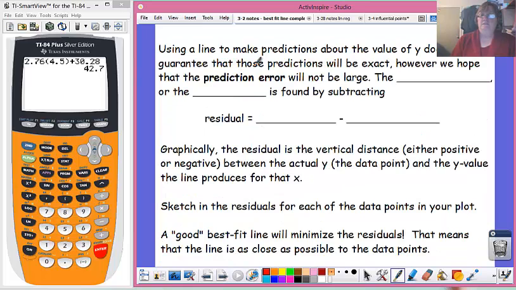We don't always know whether or not predictions we make based on a line will be exact, but we hope that they won't be too far off. The prediction error, again, that is exactly what you think it is. We don't want that to be big. The idea is we want to make good and accurate predictions. The prediction error, there's another term for that, the residual, is found by subtracting an actual y minus a predicted y.